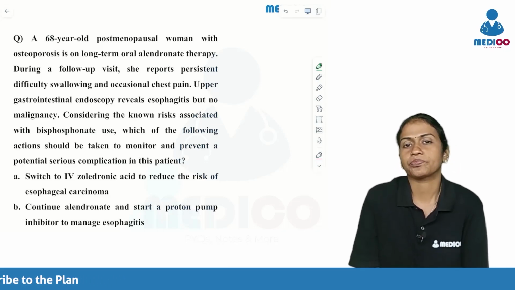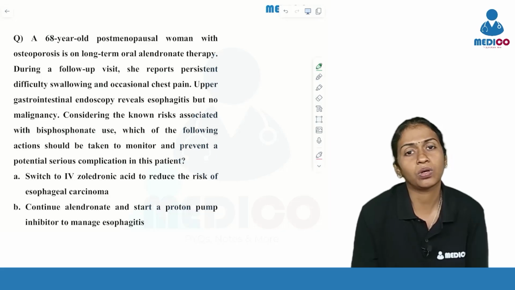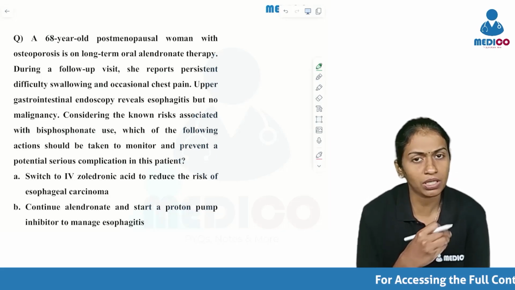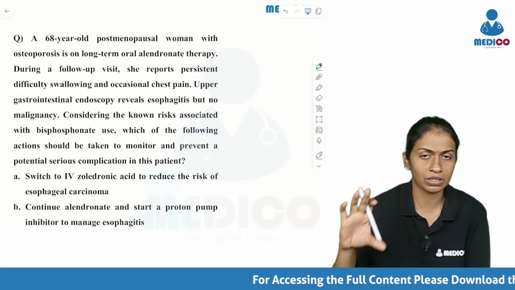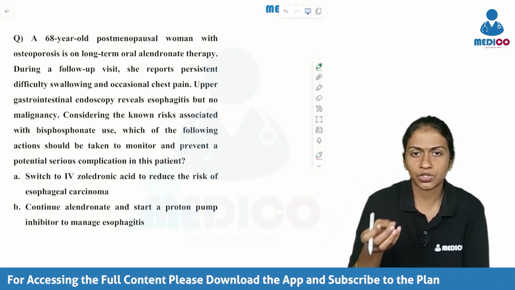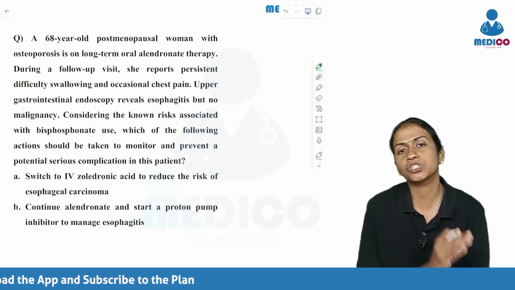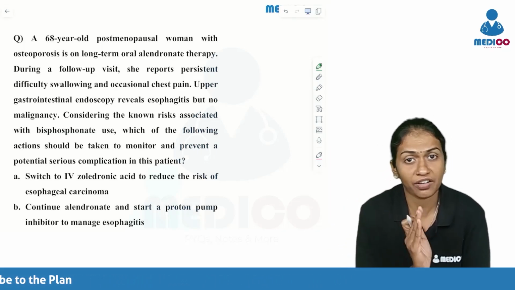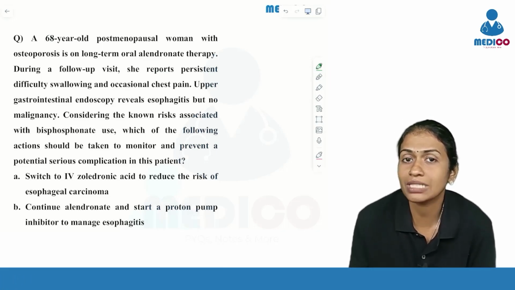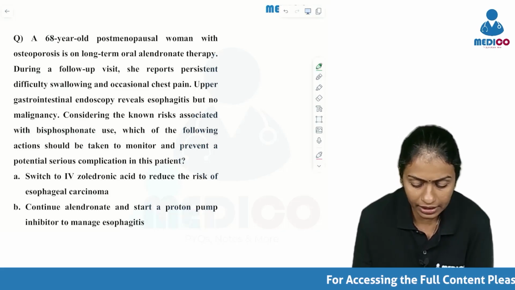So whenever you're giving the patient oral bisphosphonates, what advice will you give them? We ask them to take it on an empty stomach, only with one full glass of water, should not take anything else with that to avoid the contact with the esophageal mucosa. Plus, the patient should not lie down for at least half an hour to prevent the reflux. So, these all steps are being taken to prevent this esophagitis, right?